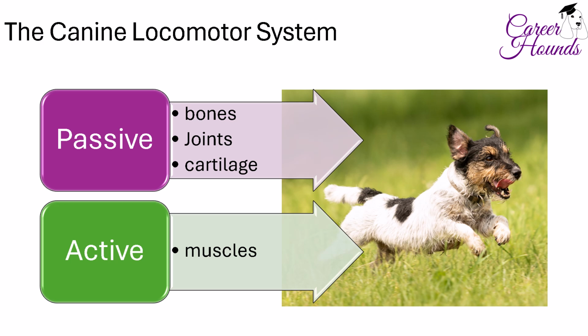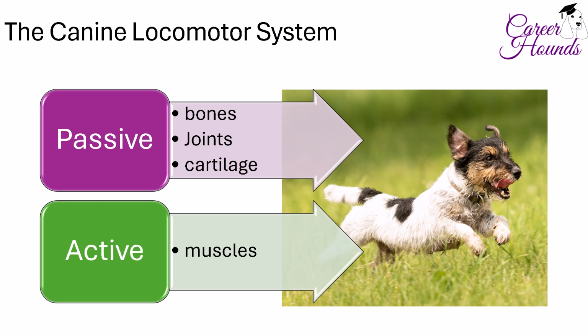It is considered the passive part of the locomotor system because it doesn't move on its own, but relies on muscle to create movement. The muscular system is considered the active component. The muscular system consists of muscles and tendons that attach to the bones. Muscles contract and pull on the bones, creating movement. It is considered the active part of the locomotor system.